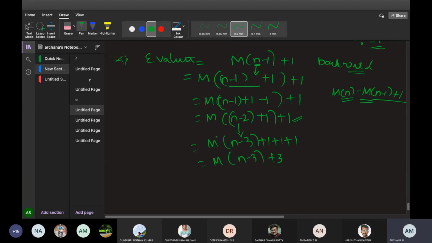You have to do this till n, many number of times. So instead of doing it many number of times, because n is factorial, we will replace this with I. We will take this as I: M of n minus I plus I. This is the final where we will stop.